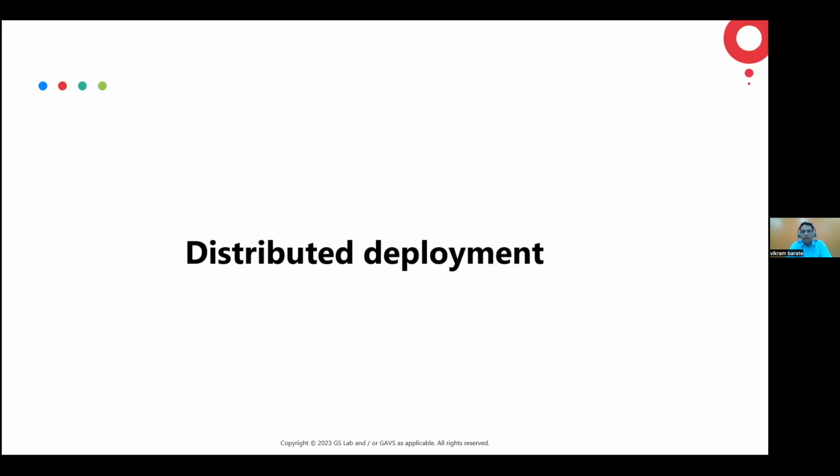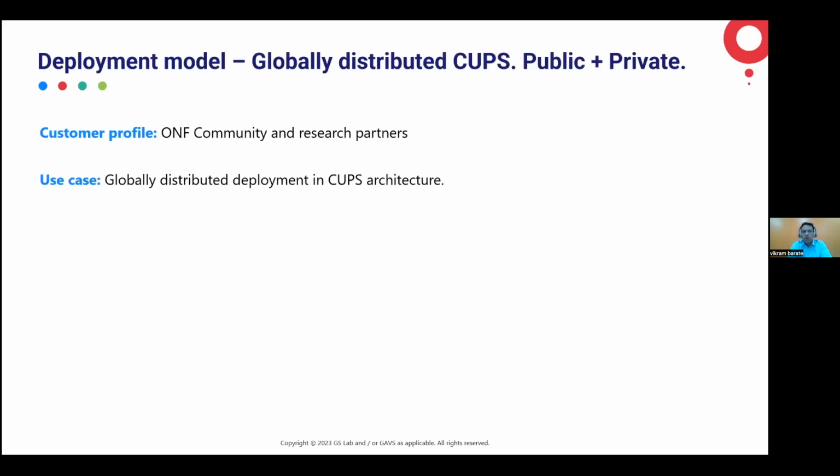The next use case that we have is distributed deployment. When we talk about CUPS, we need to showcase the distributed deployment, and this is a case that was created by the ONF community and research partners. When we talk about CUPS, we should be able to manage all the edge sites from some central location.